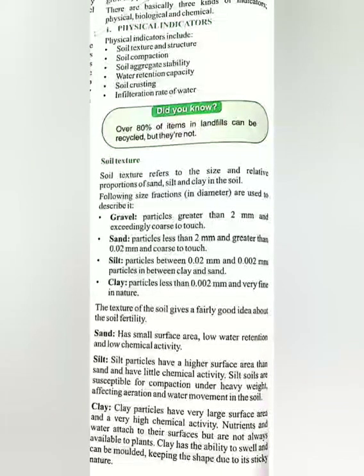So under physical indicators come soil texture and structure, soil compaction, water retention capacity, soil crusting, etc. Soil texture refers to the size, relative proportion of sand, silt, and clay in the soil. So it gives a fairly good idea about the soil fertility.